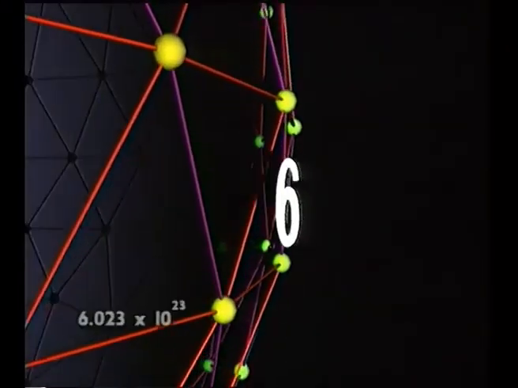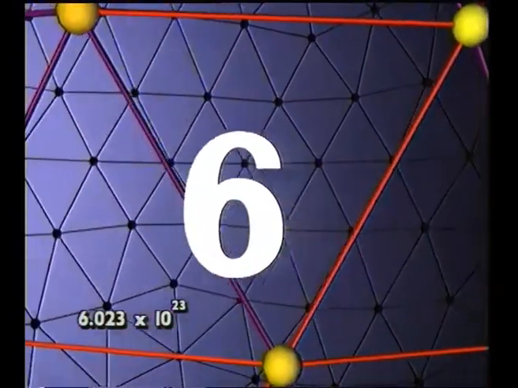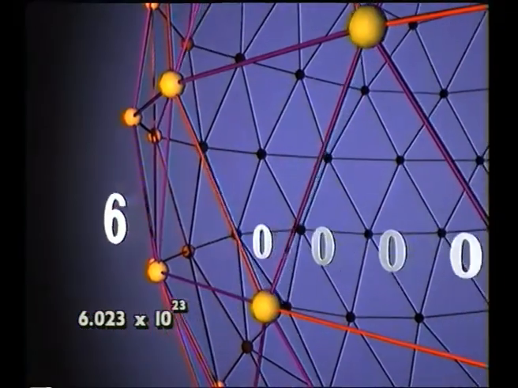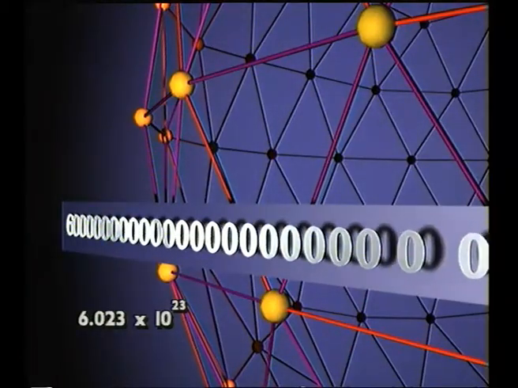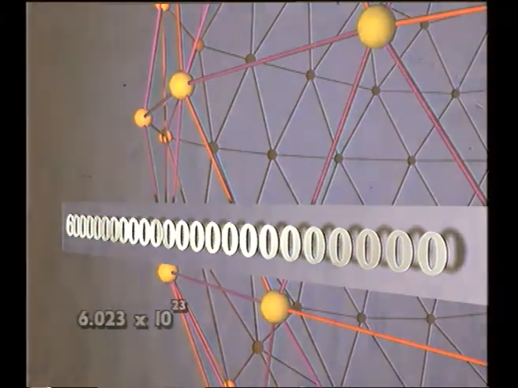Can you imagine a number with 23 zeros on the right side of 6? Perhaps all the sand particles in all the beaches of the 7 seas may not equal it.